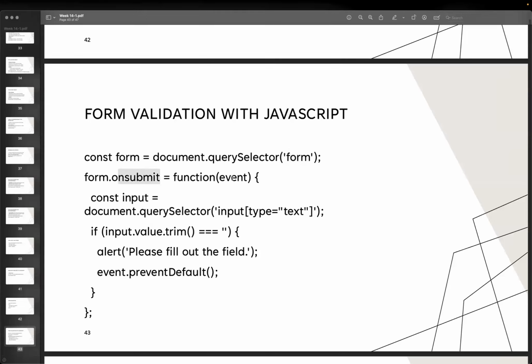Here's the function. We try to get the input. We use querySelector and pass the input. What's the type? It's the text, right? So pass it, and we take the value and trim it, so we remove some empty space. If the user didn't input anything, after we trim it, it's just an empty string. So it will give an alert, please fill out the field, and then we don't submit it. So we can use event.preventDefault. Or if you want to detect the length, you can check the length of this string. Based on this, you can validate the form.